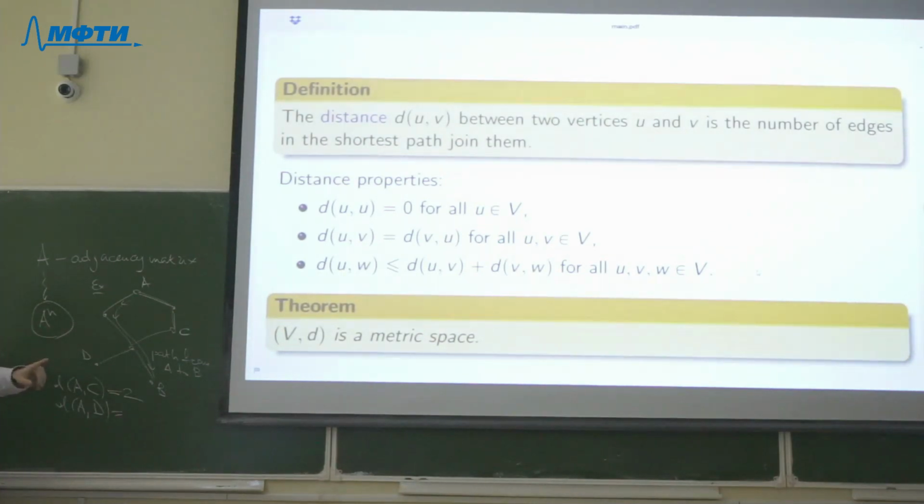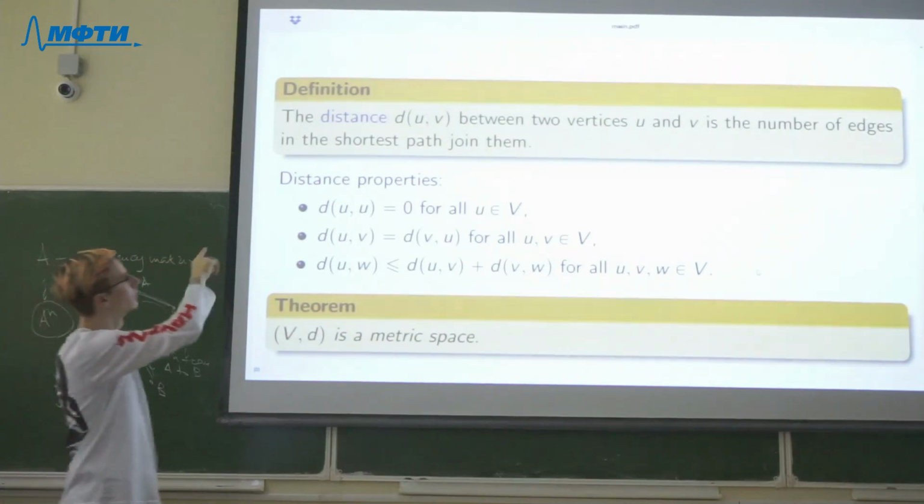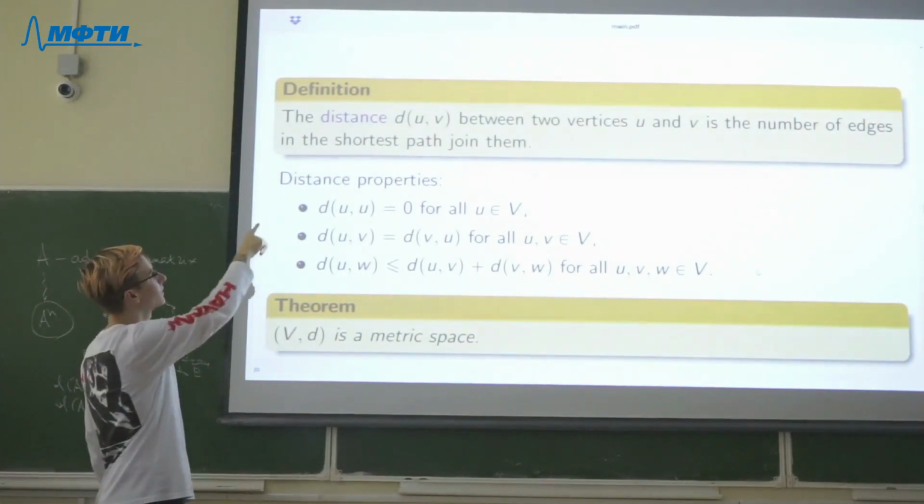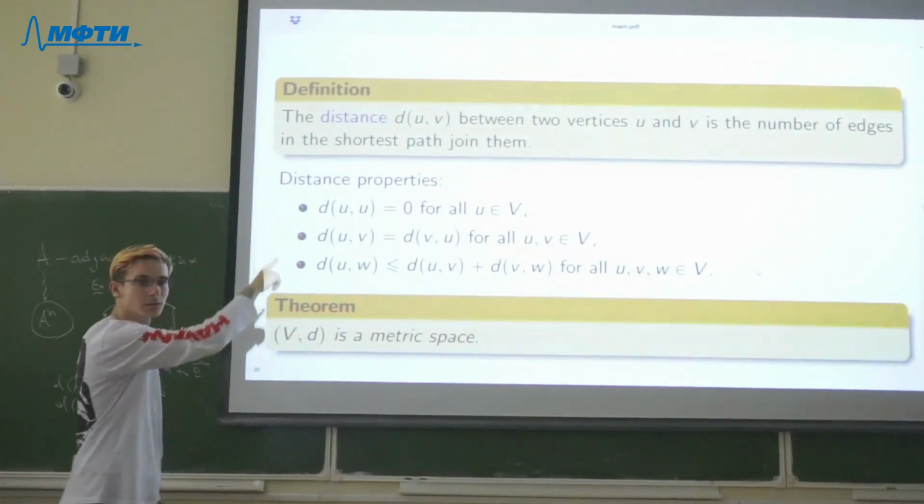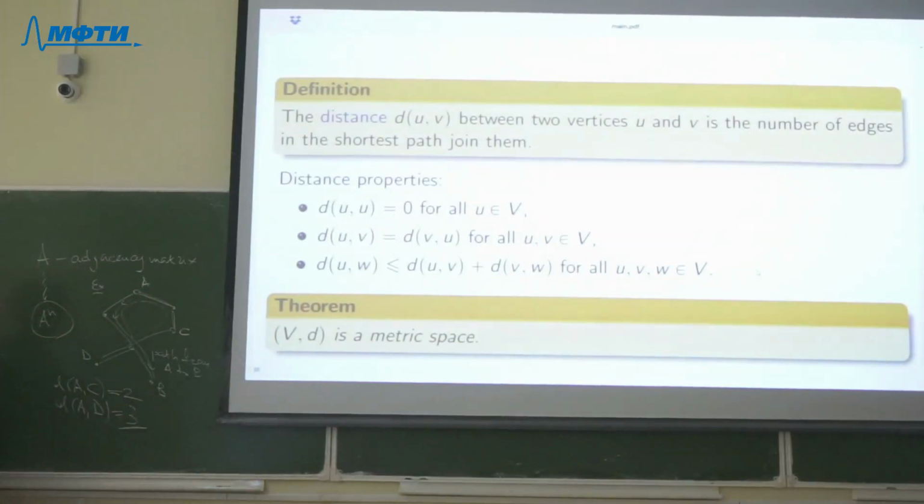No, not 4, not 3. You say 4 because you have this way, yeah? From A to D. But we have a shorter way from A to D. But it's a rule. We always should choose the minimum. Yeah, it's in the definition. The shortest path. The shortest meaning. It's important that it is the shortest path. So it's equal to 3.